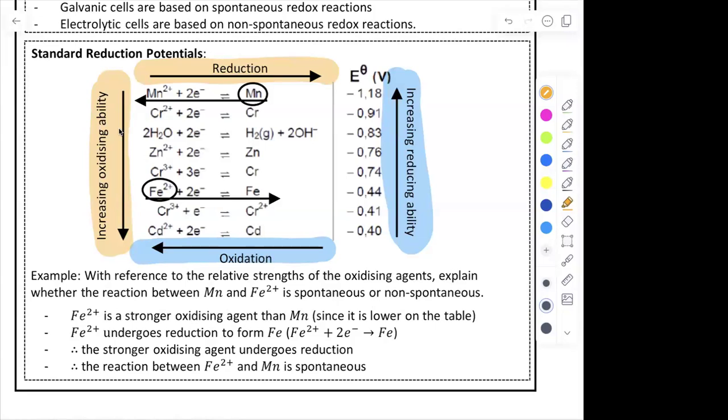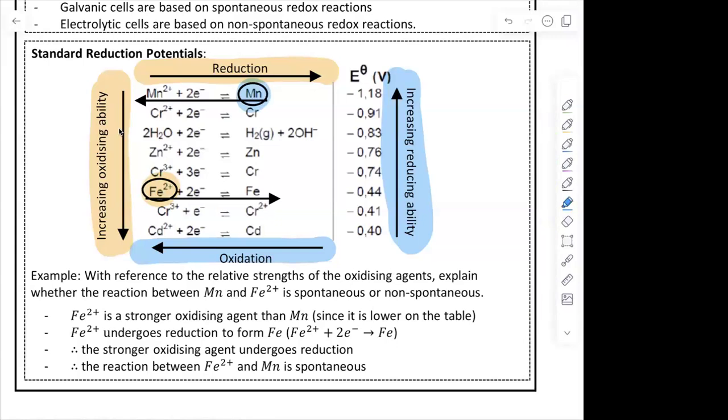So, example: with reference to the relative strengths of the oxidizing agents, explain whether the reaction between manganese and iron ions, Fe2+, is spontaneous or non-spontaneous. So we first of all find our two species, right? I'm going to find my first species, my iron 2+. That's my iron ion in that case. And then I'm going to find my second species, which is my manganese metal, my full-on manganese, not the ion, right? Then we have a look at what happens.